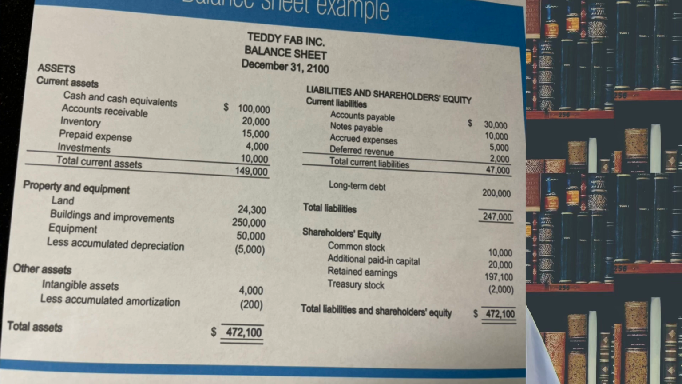Now we would want this ratio to be usually around 2. If it's below 2, that's not bad. It should be at least 1 or 1 something. But normally we'd want it to be around 2 or higher. So if we look at this balance sheet, we are talking $149,000 for current assets, and current liabilities is $47,000. So when you do the math, it comes out to 3.17, which is really good. That's a good current ratio.